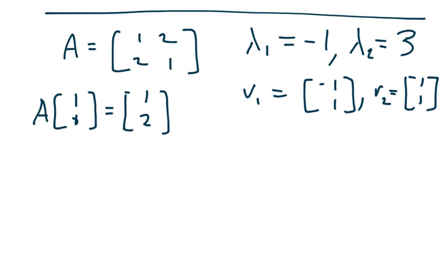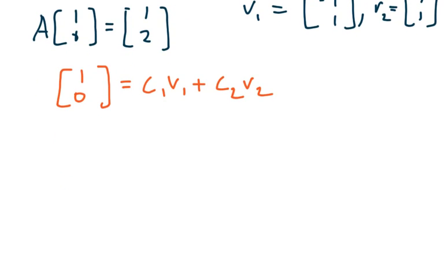All right, so let's work with this a little bit now. So (1, 0) has some expansion, right? It's got some coefficients in the basis V1, V2. And even more than that, we know that because V1 and V2 is not only a basis, but it's actually an orthogonal basis, we know exactly how to calculate C1 and C2.